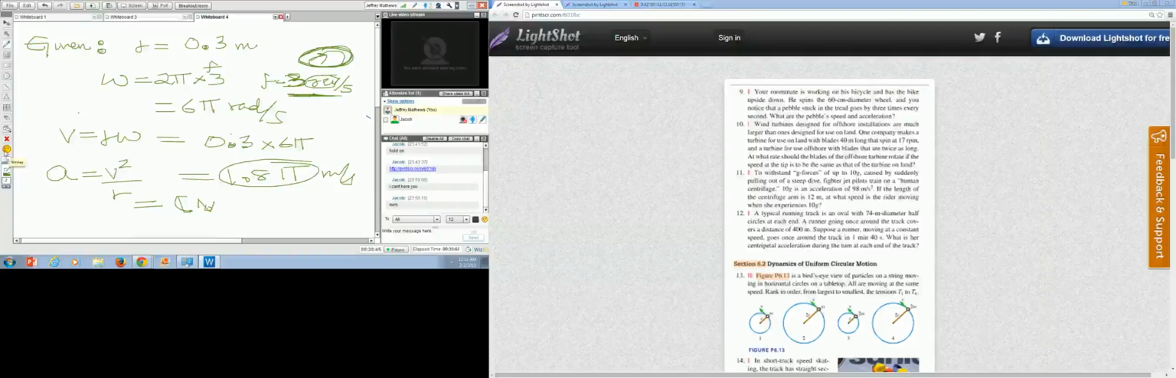What question is it? Do you have the right answer for that one? Is there a solution set, the answers in the back of the book? Yeah, I think so. Let's look up 9 and let's see if we get it right. Question 9.